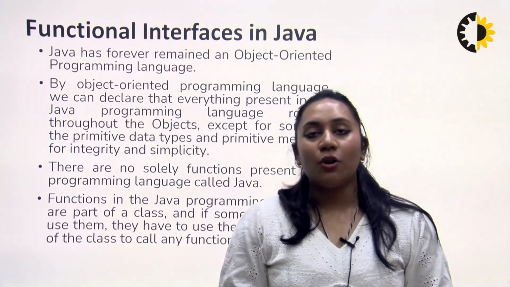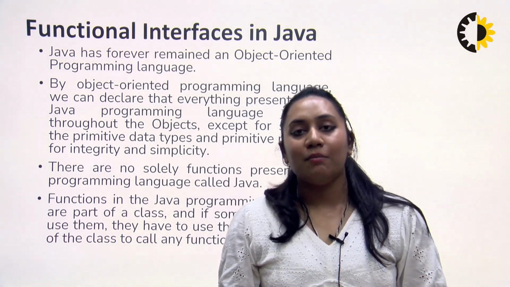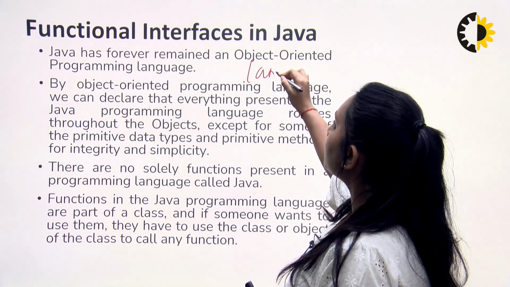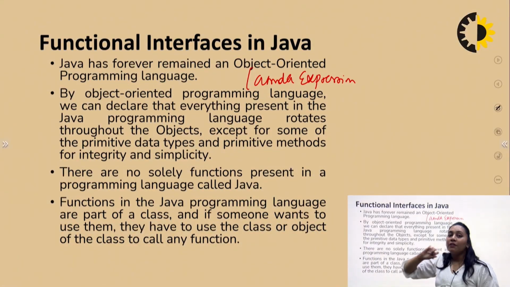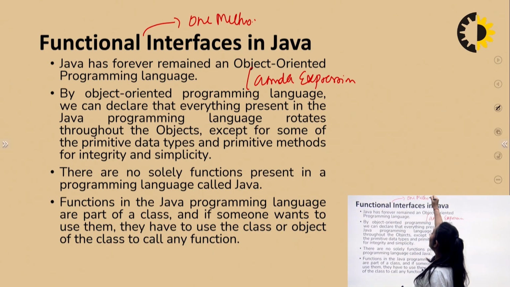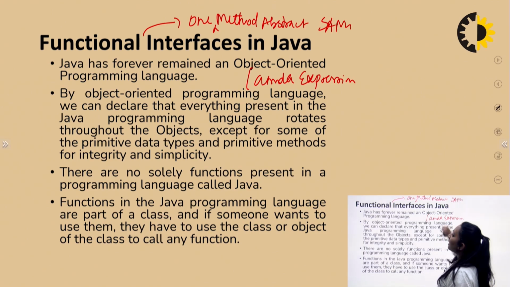First, before we talk about the functional interface, I will talk about the Lambda expression. The Lambda expression is an expression which is used with the help of the functional interface. A functional interface needs only one abstract method to implement, right? That is called the SAM, the single abstract method.